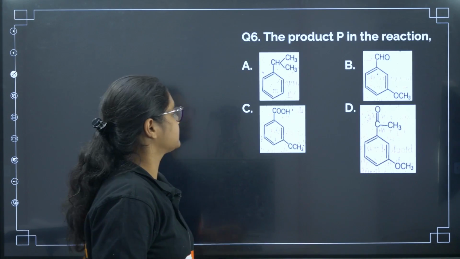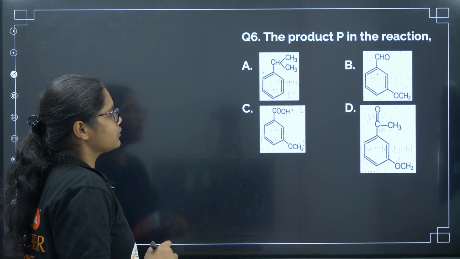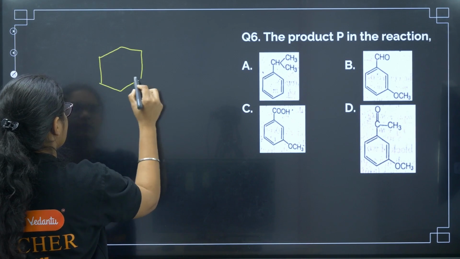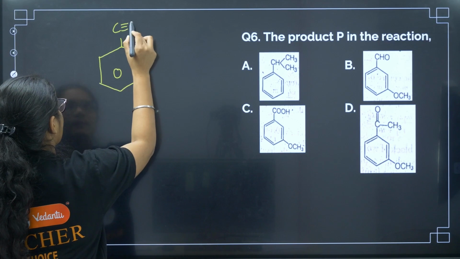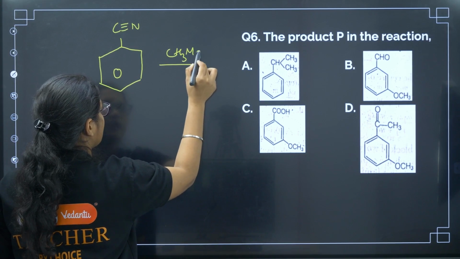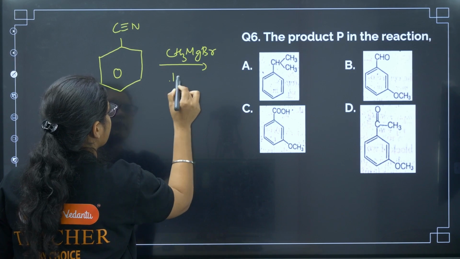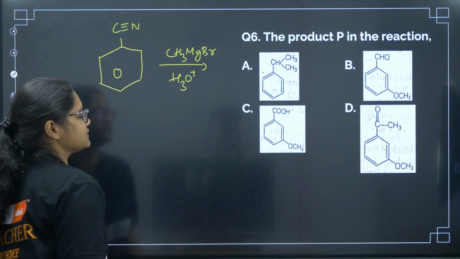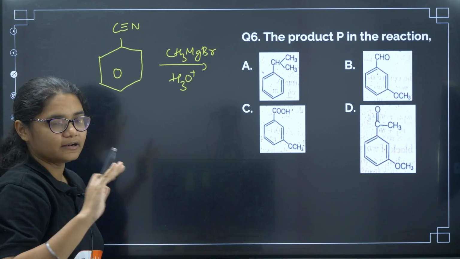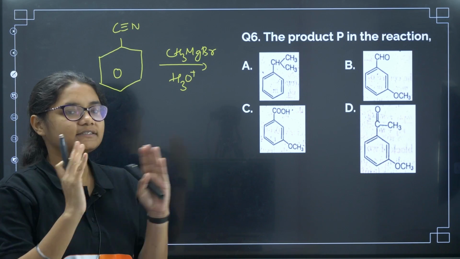Next, this question is incomplete. I'll try to complete this question here. It is like C≡N reacting with CH3MgBr and then hydrolysis. This is the question. So if you see here, first it is a Grignard reagent. We can add the Grignard reagent whenever you want to add. Just think plus and minus.